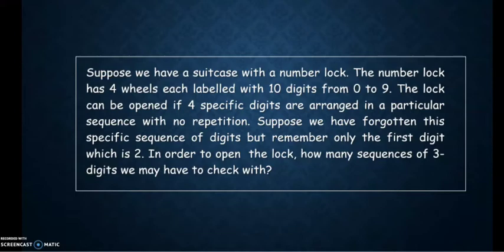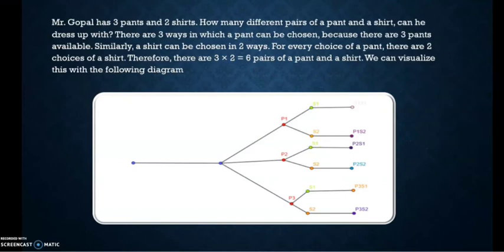So what we see here is an example of a person, Mr. Gopal, and what he wants to do is dress himself up in a combination of pants and shirts. Then the question is in how many ways he can dress up. Suppose he has three pants and two shirts at his disposal. How is it possible for him to dress himself in a different way?